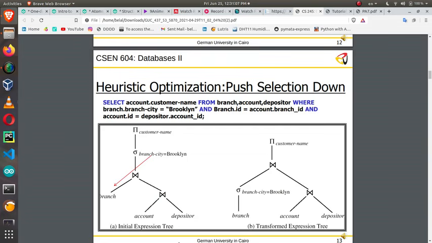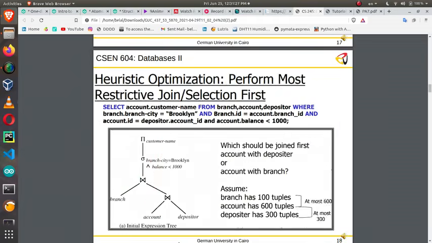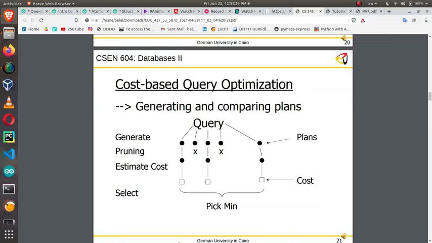And you have already seen this example during the lecture. By pushing the selection down, we improve the performance of this SQL query. So let's skip this part and we are going to focus in this tutorial on the cost-based query optimization.